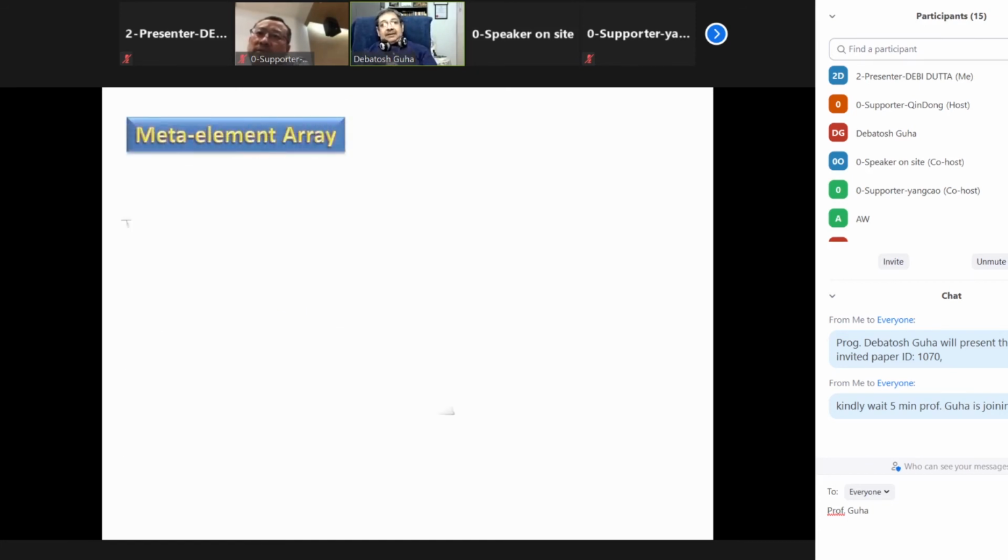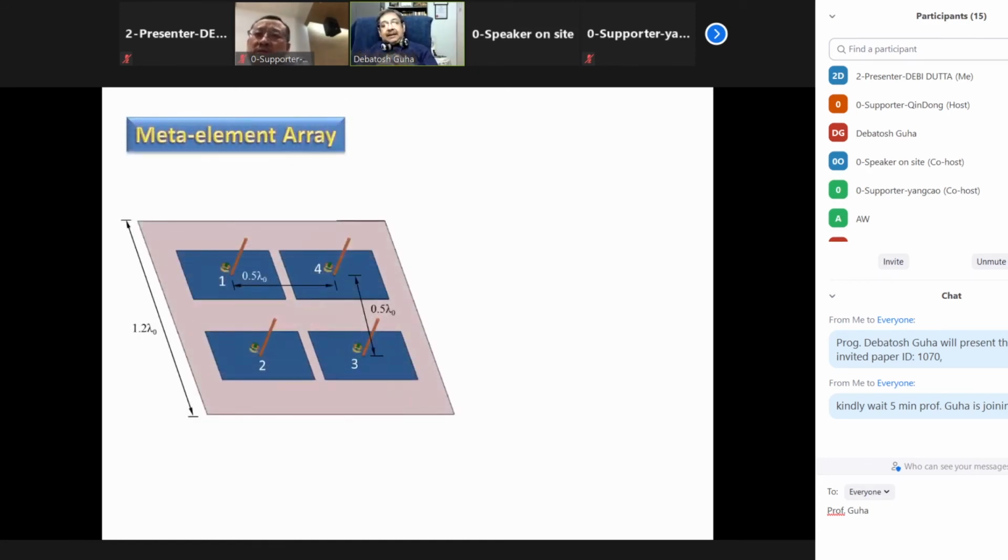That means this is the meta element for the higher mode, but it is the resonating element for the dominant mode. And you are not involving any complication in design or fabrication. You just take one piece of wire and solder it on the patch center. So your engineering is done.